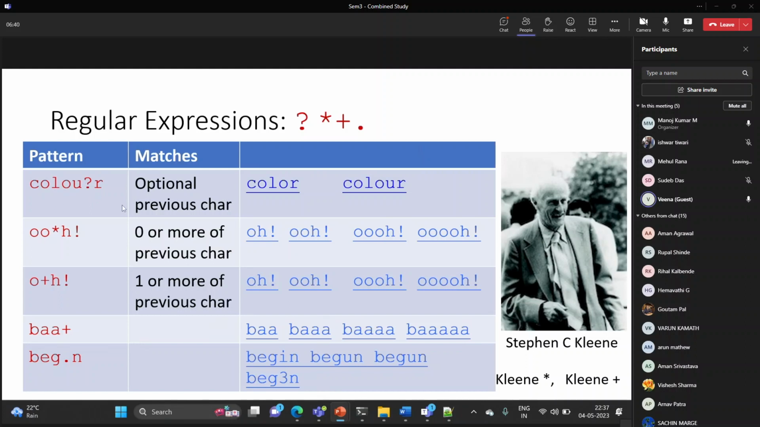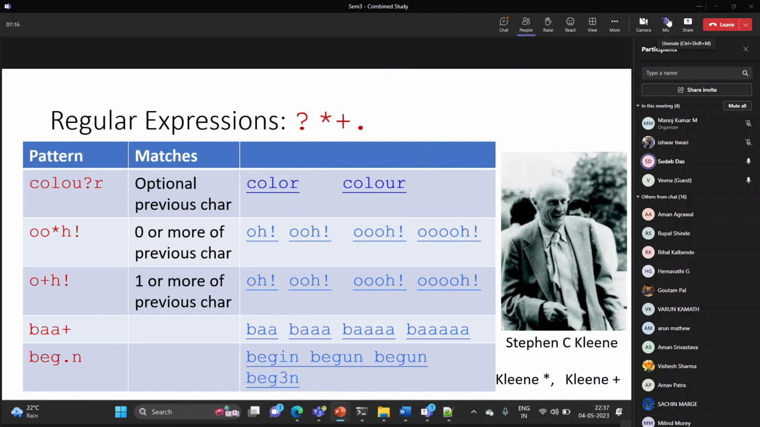Here, the previous character is a question mark. That's what they are telling. Similarly, O star. So anything before that star will not be mandatory. One or more of the previous characters: if it is a plus, then one is mandatory.